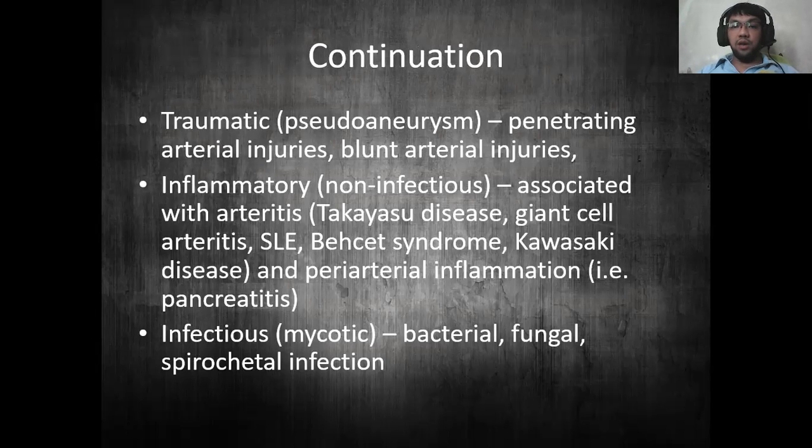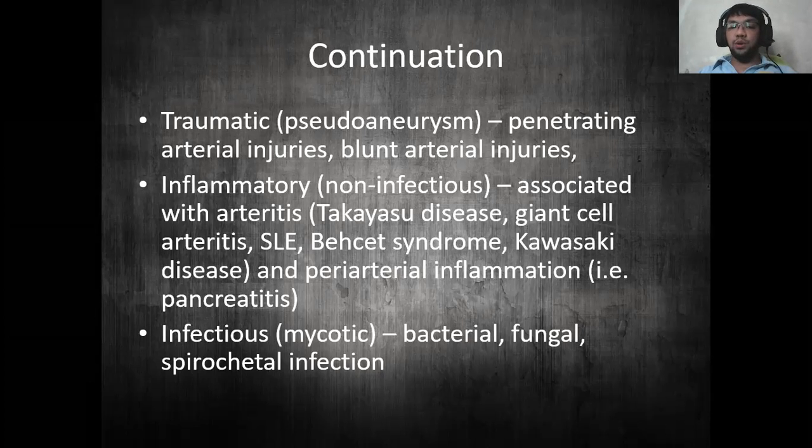Traumatic, pseudoaneurysm due to penetrating arterial injuries or blunt arterial injuries. Inflammatory, which is non-infectious, so no microorganism is involved here. Associated with arteritis such as Takayasu disease, giant cell arteritis, SLE or systemic lupus erythematosus, Behçet syndrome, Kawasaki disease, and periarterial inflammation such as pancreatitis. You'll learn more about this in your concept with regards to infection and inflammation.